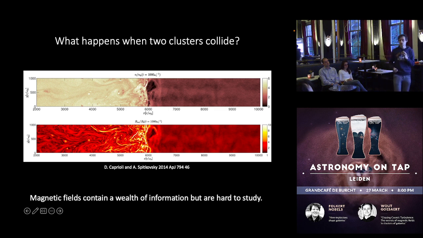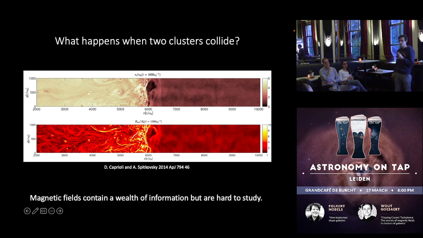And that's really interesting, because these magnetic fields, they contain a wealth of information about what happened in the past of such a cluster. Maybe we can see signatures of outflows and galaxies in the center of these clusters. Or maybe we can see where the ICM has been shocked or is sloshing due to a collision of another group or cluster of galaxies.